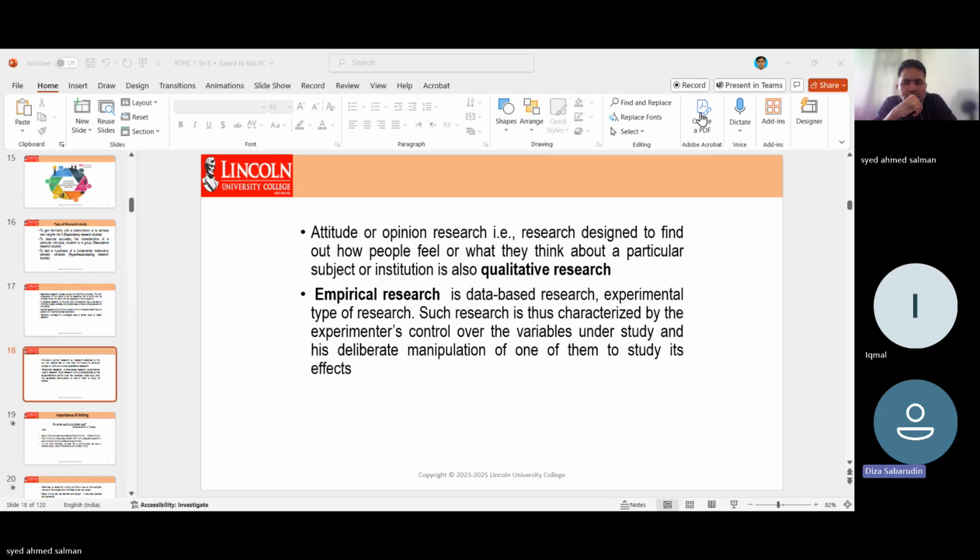So the third one is hypothesis testing research studies. Hypothesis testing research evaluates specific predictions or hypotheses about relationships between variables. It involves formulating a null hypothesis and using statistical methods to determine if there's enough evidence to reject it. This approach is common in experimental studies aiming to establish cause and effect relationships.